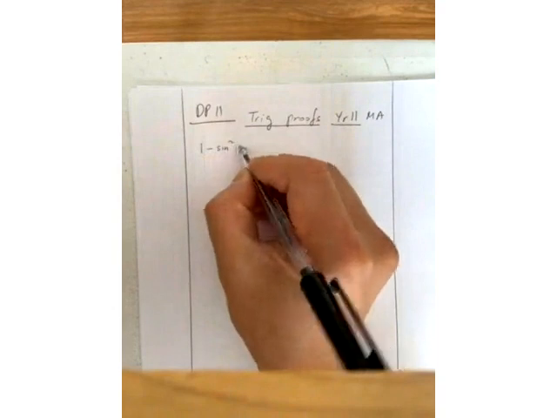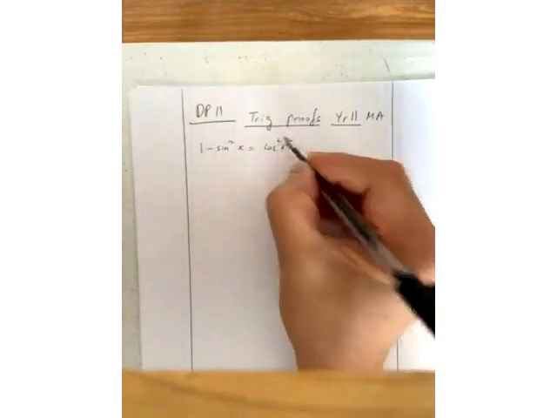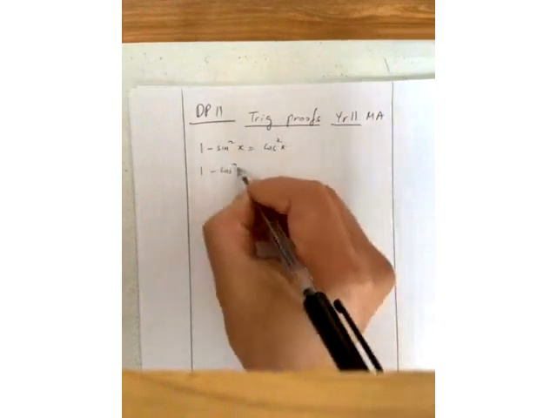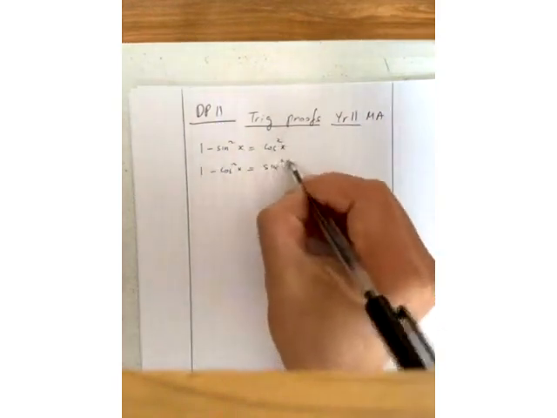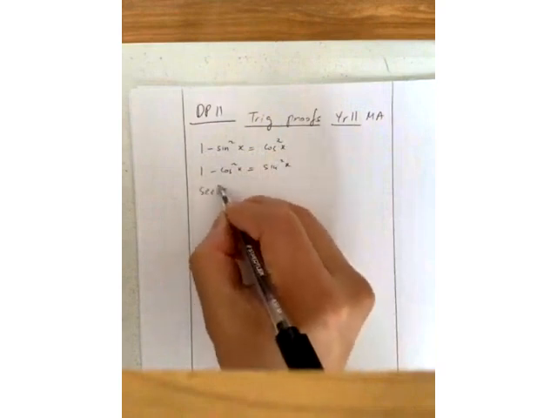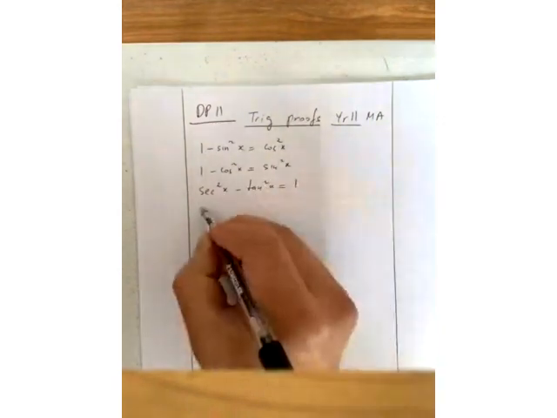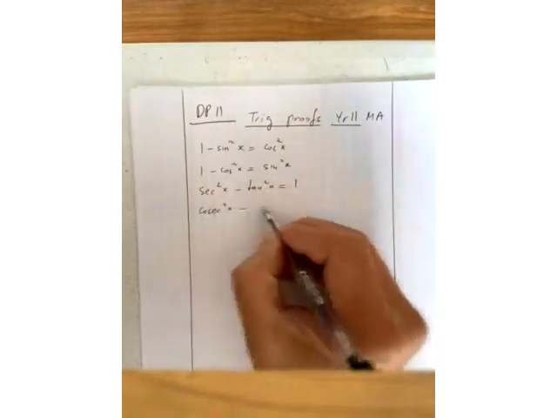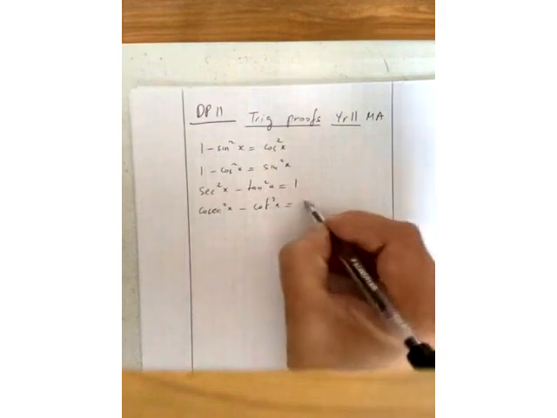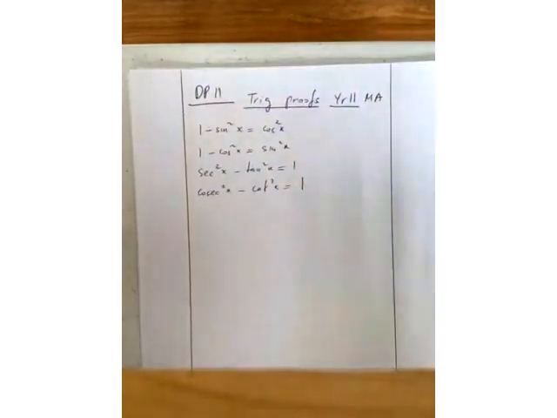And that is 1 minus sine squared x is cos squared x. 1 minus cos squared x is sine squared x. Sec squared x minus tan squared x equals 1. Cosec squared x minus cot squared x equals 1. So let's just start with those basic things first. There are a few more identities, but you need to know these first.